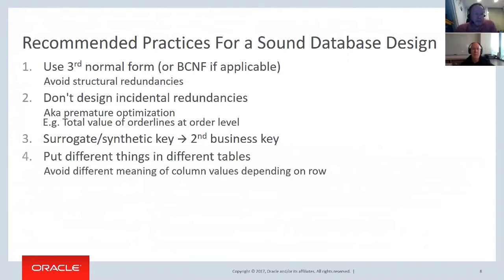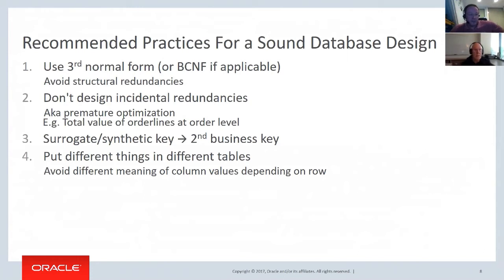Number 4, put different things in different tables. And this is all about avoiding that you have a column inside a table whose contents mean something different over different rows. So depending, for instance, on another column, this column might have, I don't know, the manager's name, or depending on another column value, this column might have the department name, or might have whatever kind of data in it. Columns should always have a single meaning inside a single table.